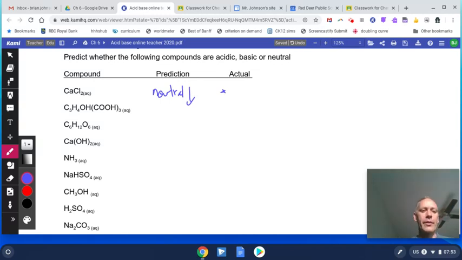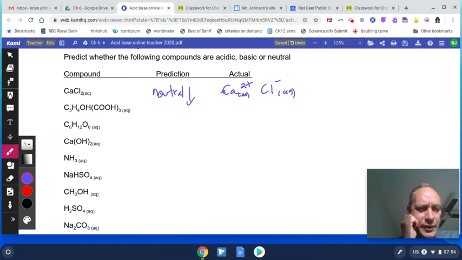Okay, so you've made your predictions. Calcium chloride is a neutral ionic compound. When it breaks apart into calcium 2+ and Cl-, from our last chapter, those are the major entities present. There are no acidic or basic properties in calcium chloride.